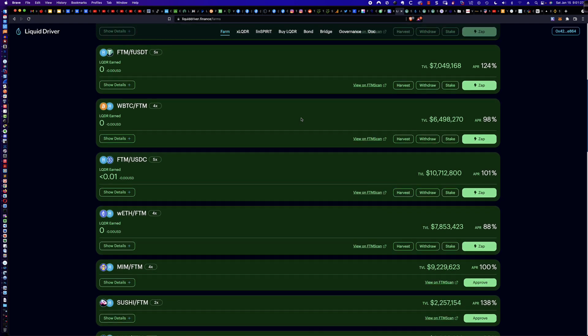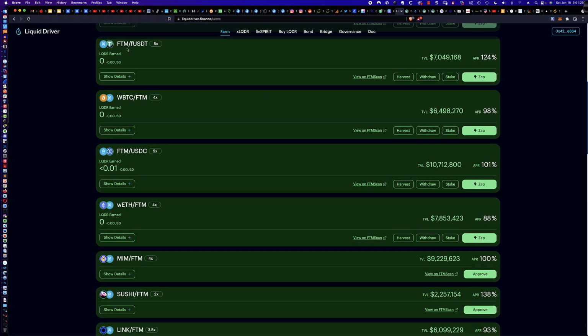So let's come back to FTM and frapped USDT, or FUSDT. I've already clicked the approve, so now I'm going to click zap.